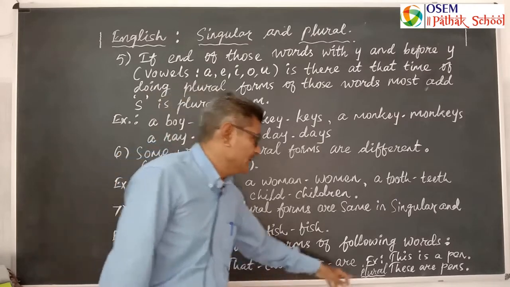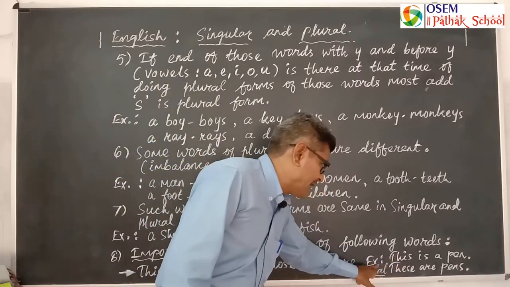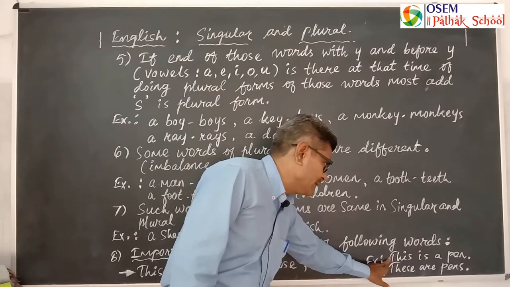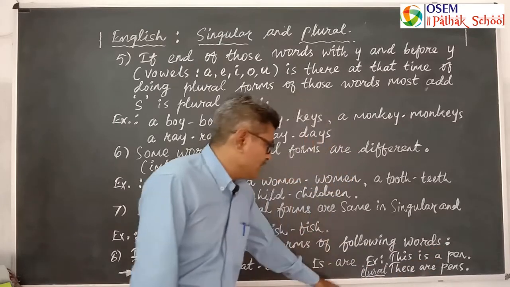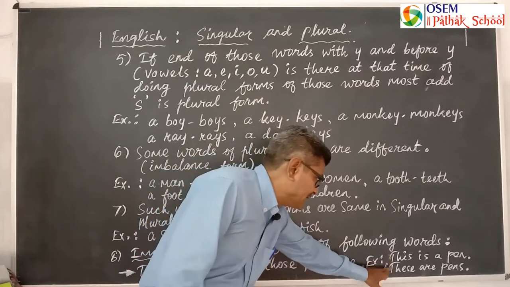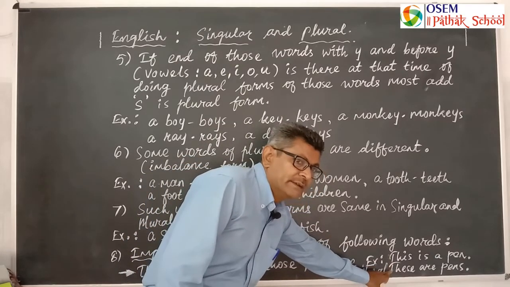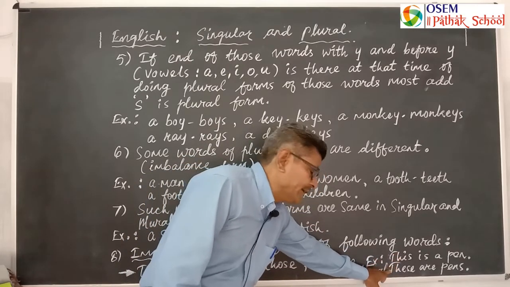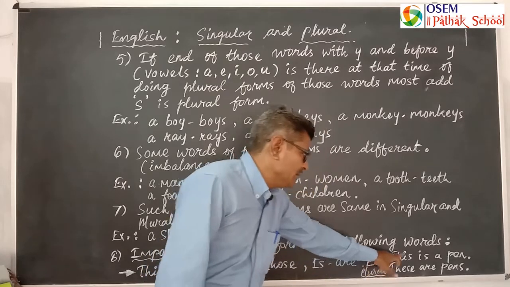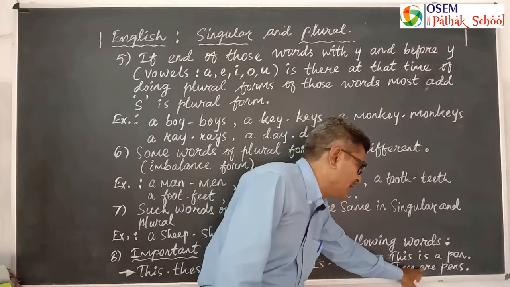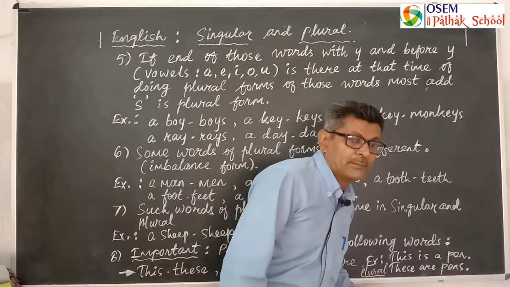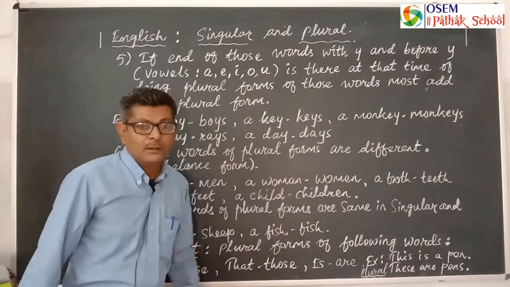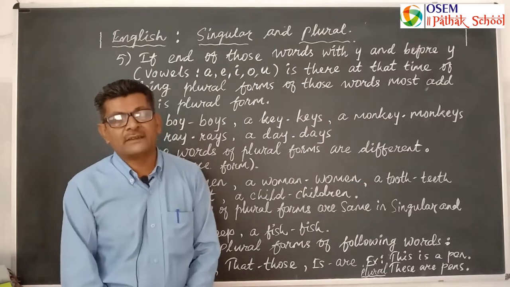For example, here I have written one sentence. This is a pen, singular. Here there is one pen, so for the plural form, this becomes these, is becomes are, and pen becomes pens. These are pens. So, okay, I hope you will understand. Thank you.